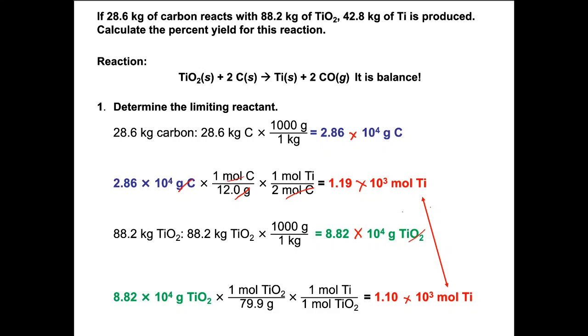So we converted the amount of carbon from our problem first to grams. Then we take that grams of carbon and convert it to moles. Then we use our molar ratio between titanium and carbon to give us how many moles of titanium we can produce. And then we took the amount of titanium oxide that we are using in our reaction, converted that to grams, and then converted that amount of grams to moles, and used our molar ratio to get how many moles of titanium we could produce. And then we want to compare this moles of titanium with this moles of titanium, because those are our theoretical yields. The one that produces less titanium is our limiting reactant.